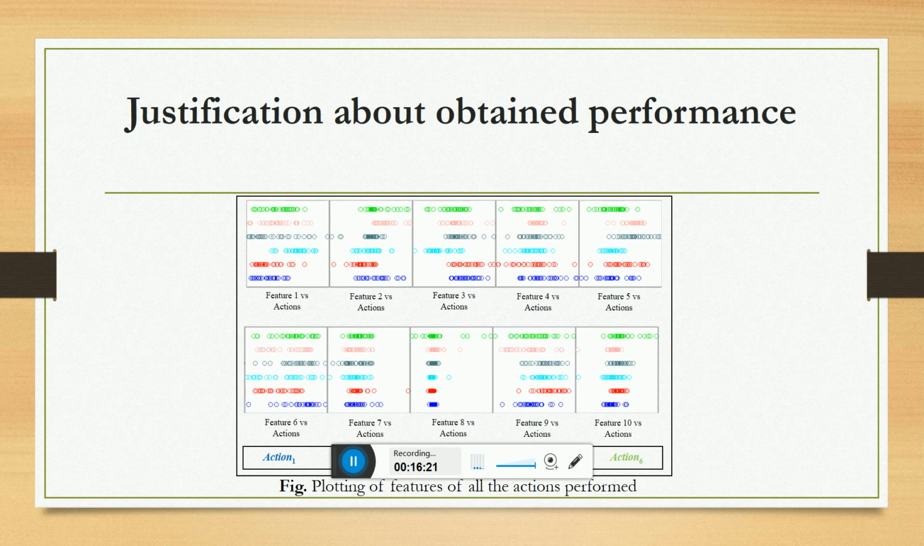Now the justification about obtained performances. For the proposed chapter, we have obtained values for 8 performance metrics. The SVM has been taken as the classifier. Here the data is taken from 192 observations, and an explanation of this will be given. It is used for training as well as testing. From these 192 observations, randomly one is selected for testing, and with the remaining 191 observations, training is done.